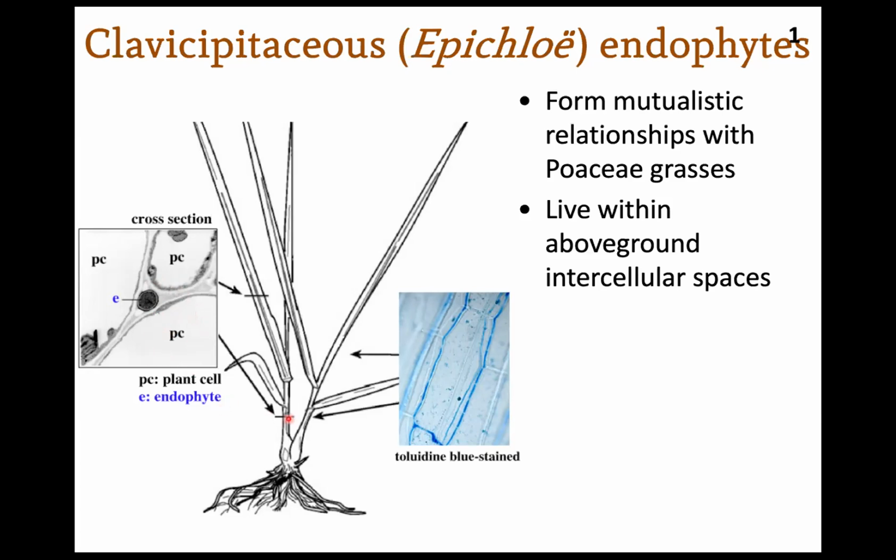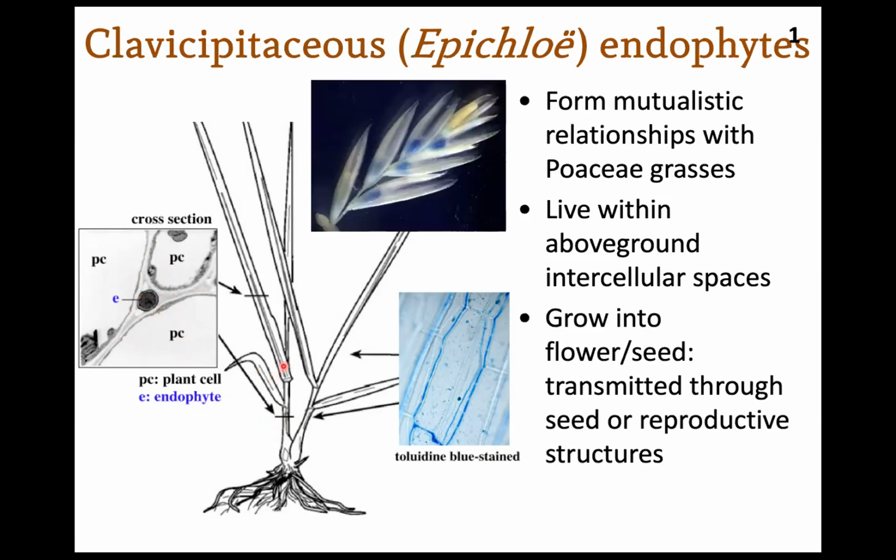Here the stem has been cut, and now you're looking down onto that stem. PC means plant cells, so there are 3 plant cells, and then there's the gap in between the plant cells. Inside there you see this thing called E. E stands for endophyte, and so this is the endophyte hypha growing in the intercellular spaces.